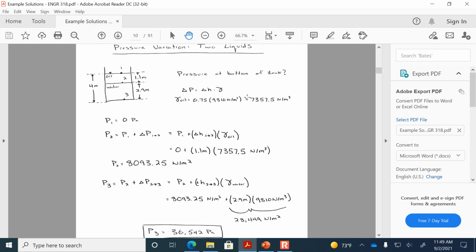So P3 is P2 plus delta H times gamma. So it's 8093 newtons per meter squared plus the delta H of 2.9 meters and the unit weight of 9810 newtons per meter cubed.